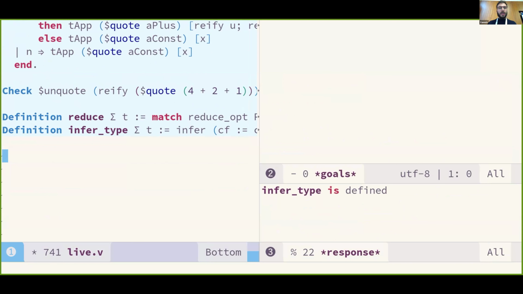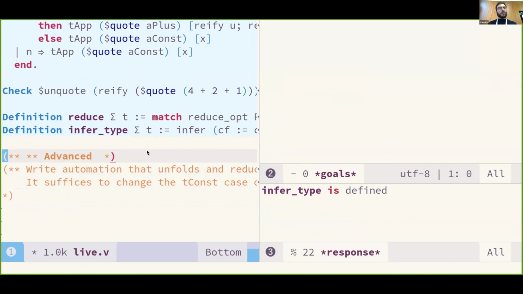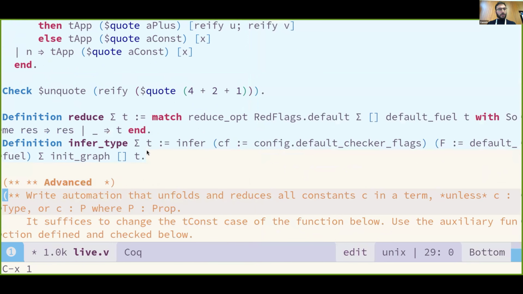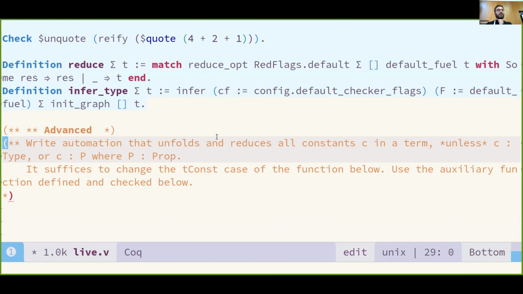And now we want to use them to implement the following automation. I copy paste this again. So I want to write a tactic. No, I want to write a plugin that takes as input a term. And then it's going to go through the term. It's going to look for constants in the term. And it's going to unfold all of them unless they are computationally irrelevant. So all computational constants should be unfolded.